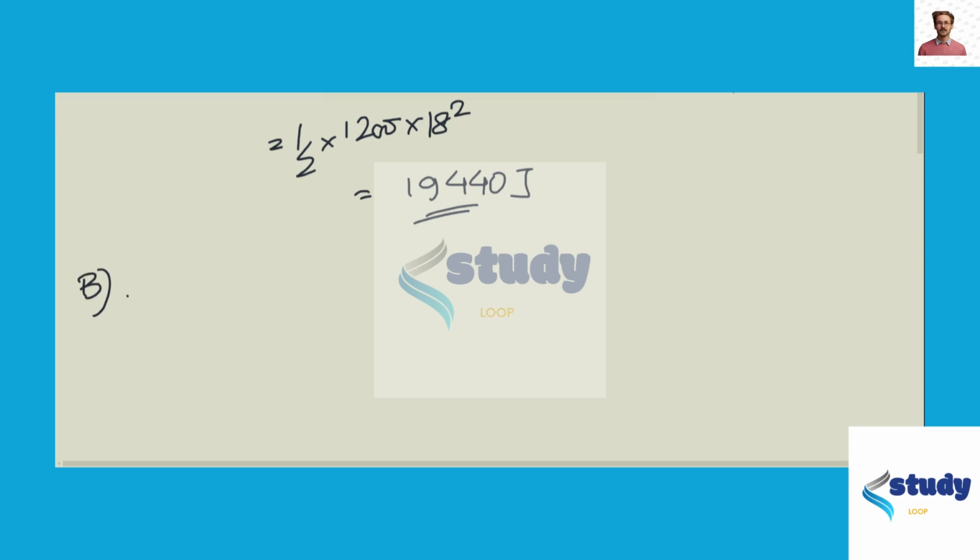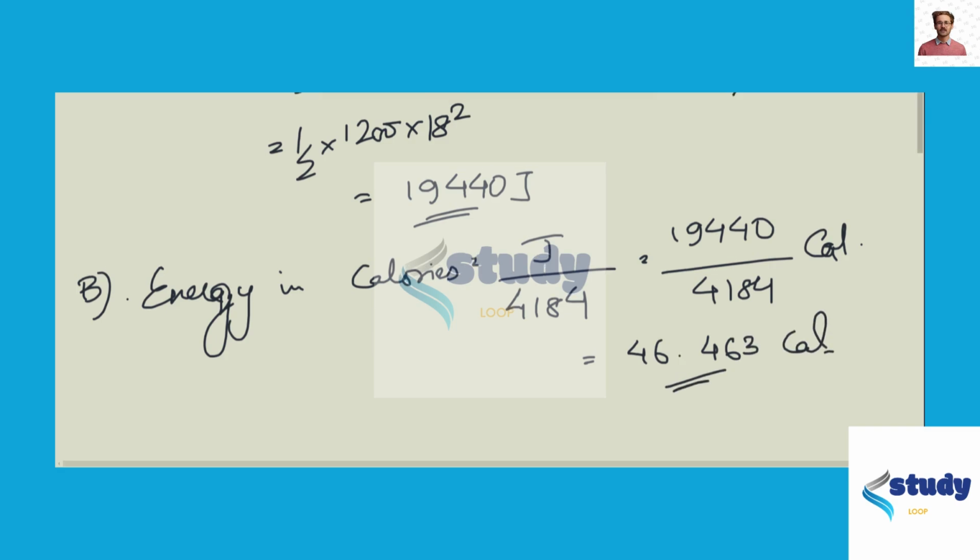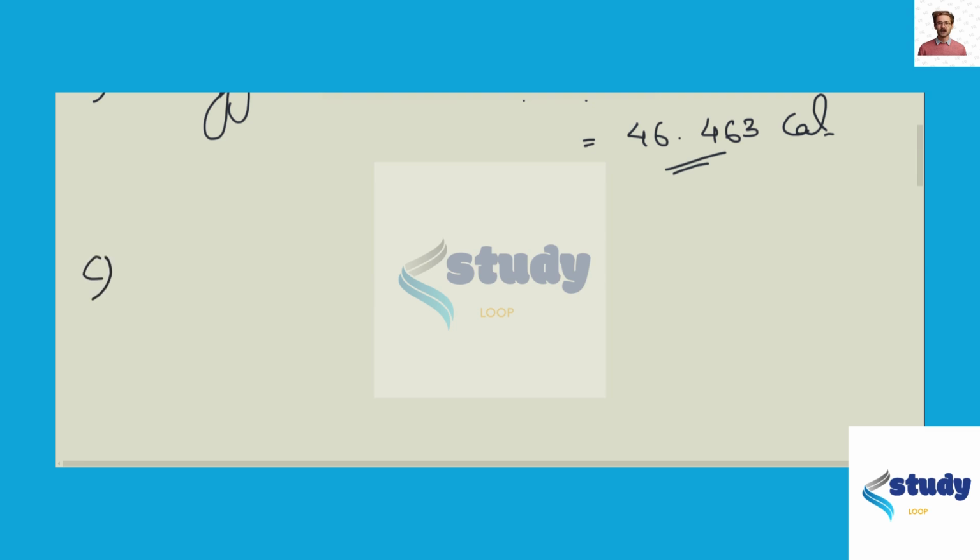Now part B, we want to find our energy in calories. So how do we do that? We convert joules and divide it by 4184. So here we will have 19440 divided by 4184 and convert it into calories. So this will be equal to 46.463 calories.